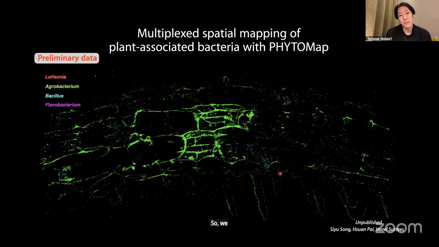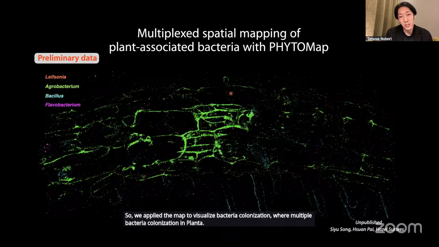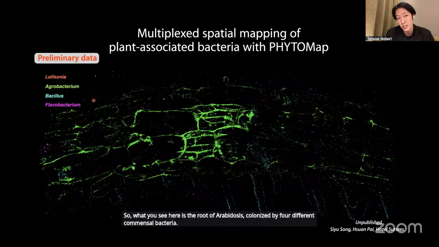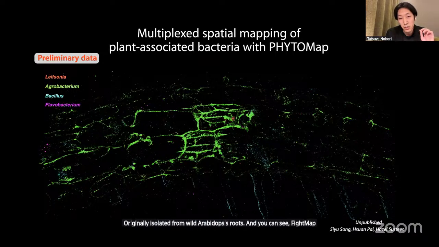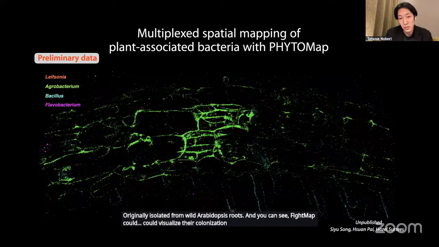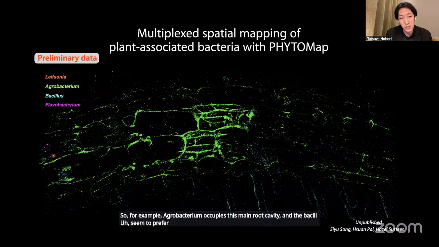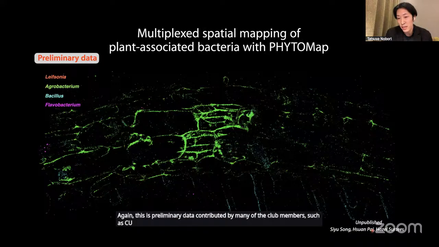So we applied PHYTAmap to visualize bacterial colonization, or multiple bacterial colonization, in planta. What you see here is the root of Arabidopsis colonized by 4 different commensal bacteria, originally isolated from wild Arabidopsis root. And you can see PHYTAmap could visualize their colonization. Different strains show different niche preference. For example, Agrobacterium occupies this main root cavity, and the Bacillus seem to prefer the root hairs, and you also see some other patches here and there. Again, this is preliminary data contributed by many lab members, such as Cu Son, Sean Pai, and Hazel Surtees.